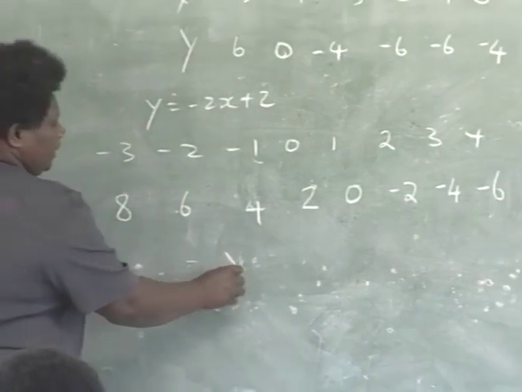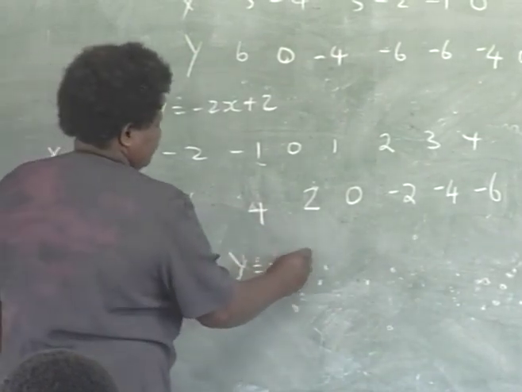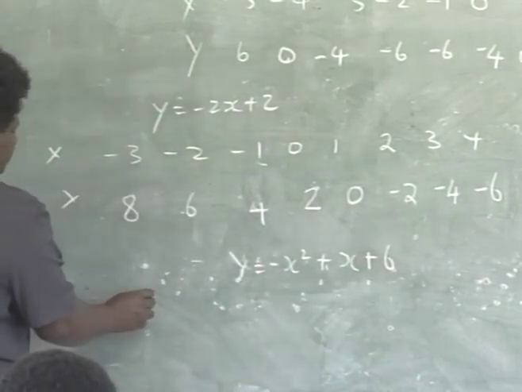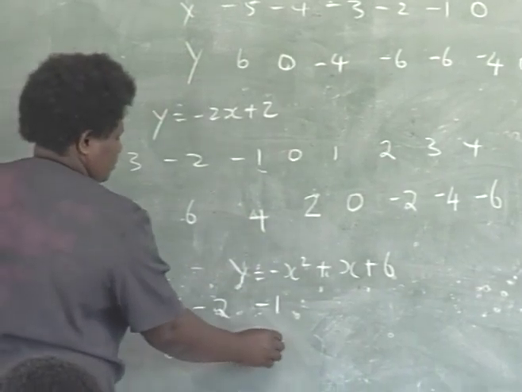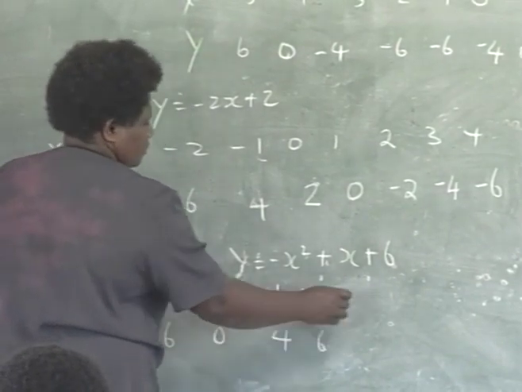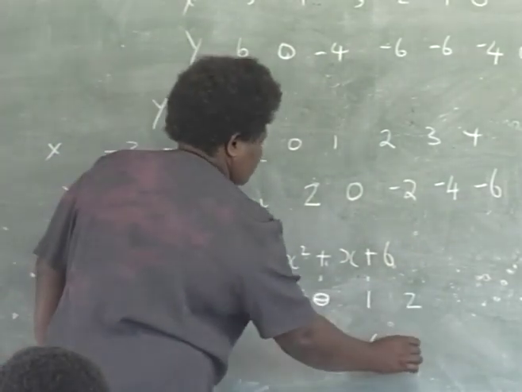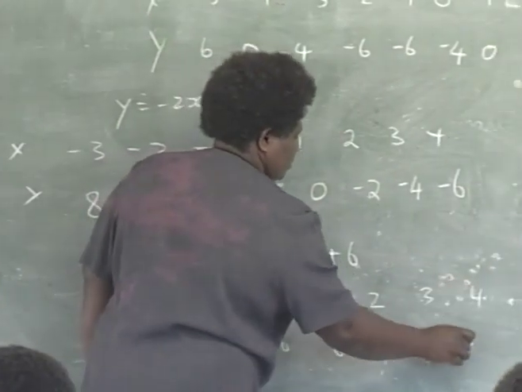Good. For y equals negative x squared plus x plus 6. Margaret? When x is negative 3, y is negative 6. When x is negative 2, y is 0. When x is negative 1, y is 4. When x is 0, y is 6. When x is 1, y is 6. When x is 2, y is 4. When x is 3, y is 0. And when x is 4, y is negative 6.